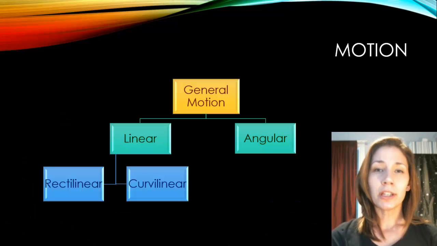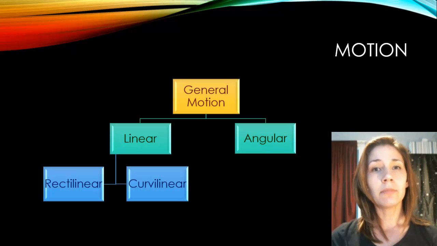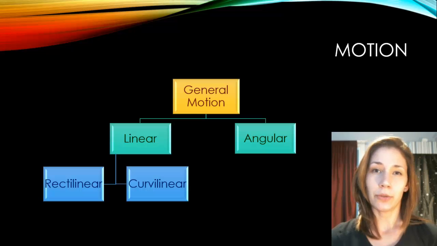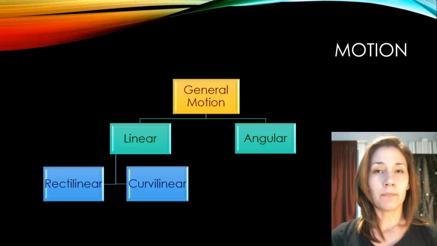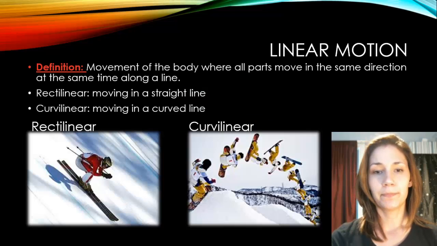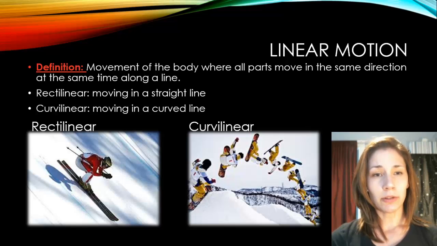Alright, so motion in general is split up into two things, linear and angular. Linear means it's in a line, angular means it's rotating on an angle. So linear we can divide up into two things, rectilinear and curvilinear, and I'll explain what they are in a minute. So the definition of linear motion is movement of the body where all parts move in the same direction at the same time along a line.